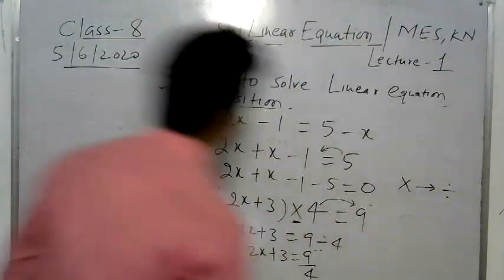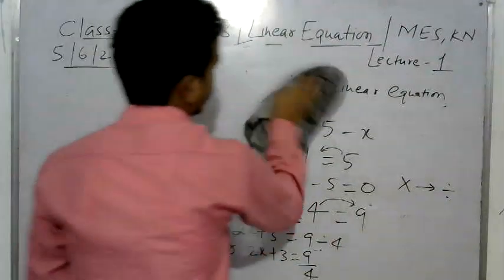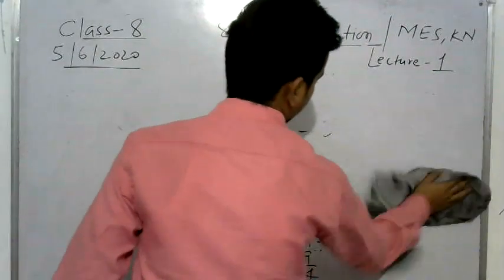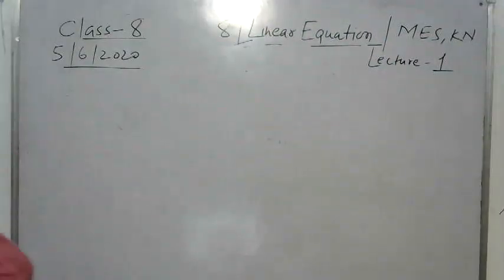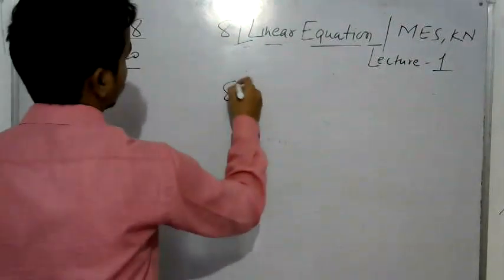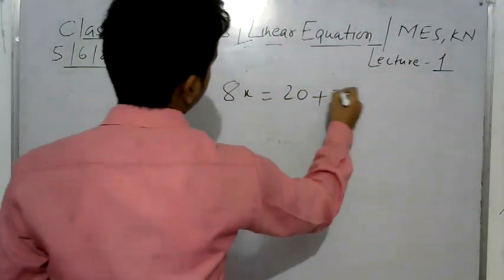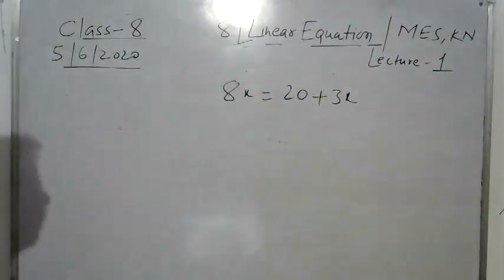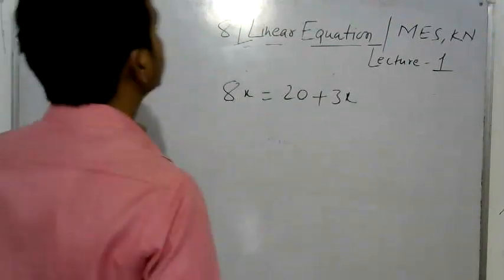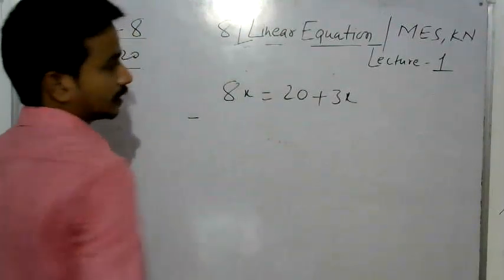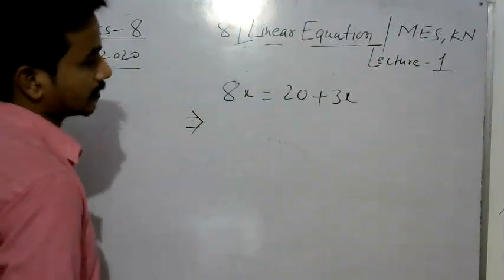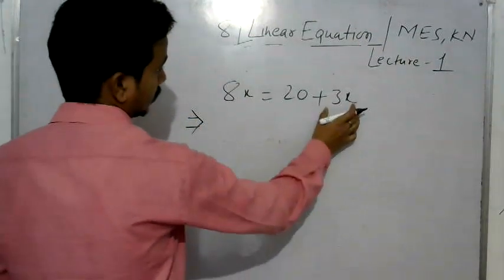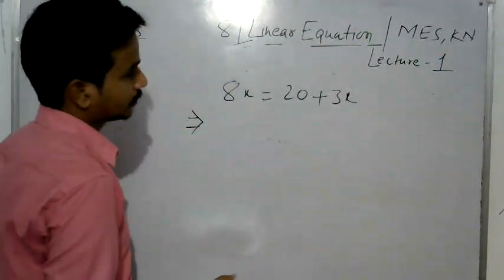Now let us take an example and solve various equations. Now 8x equals 20 plus 3x. This is an example. Now I have to solve this equation. How can we solve it? First write implies, this sign is a must. And after that I will apply the rule of transposition.